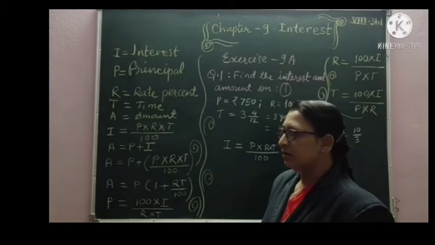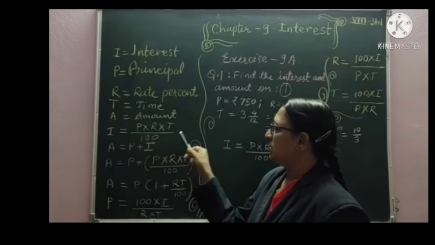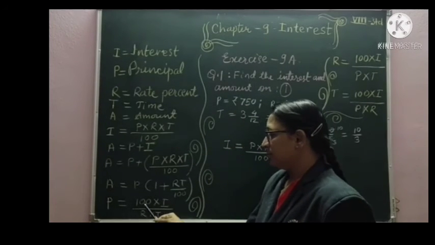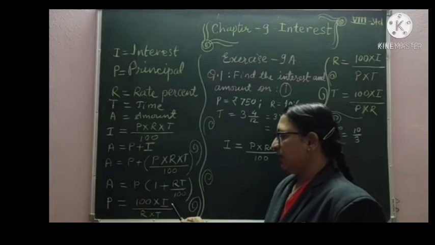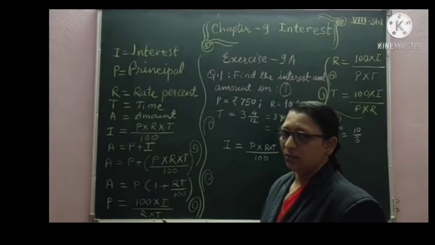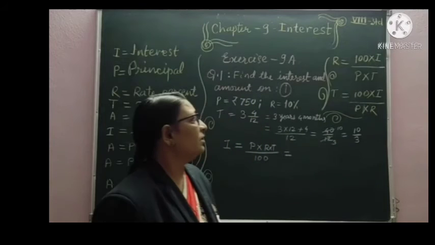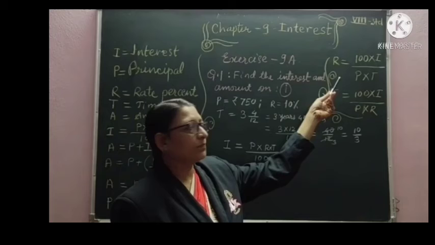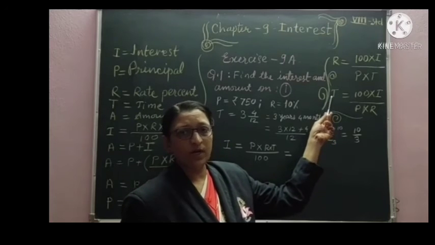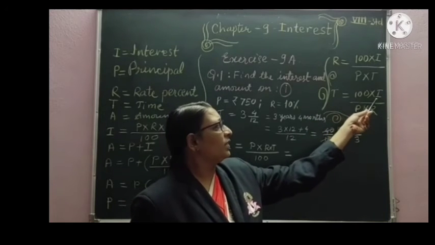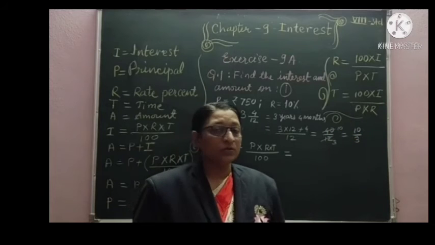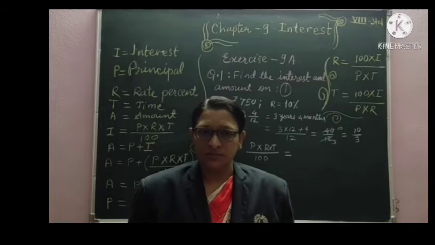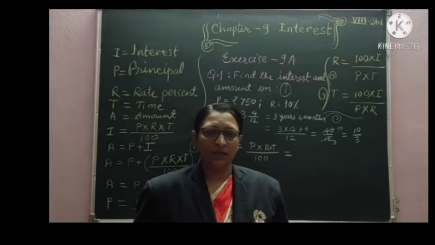Principal can be calculated by changing the formula of interest according to the expected value, as principal equals 100 multiplied by interest upon rate into time. Here rate equals 100 multiplied by interest upon principal into time. And finally the last formula, time is equal to 100 into interest upon principal into rate. So by using these formulae, you can calculate any of the values asked. Let's move to the exercise 9A.